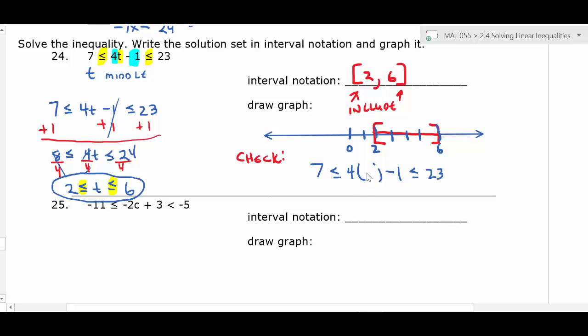Okay, let's pick a number somewhere in the middle. Let's say, how about 4? Let's plug 4 in and see what happens. Okay, if we do that, we have 7 is less than or equal to 16 minus 1, less than or equal to 23. 7 is less than or equal to 15, less than or equal to 23. That's true, it's in the middle. 15 is in the middle of 7 and 23. So that's right. And let's do one more thing.